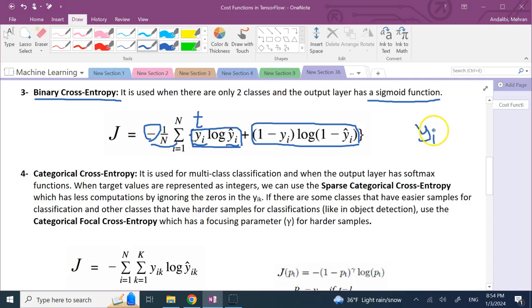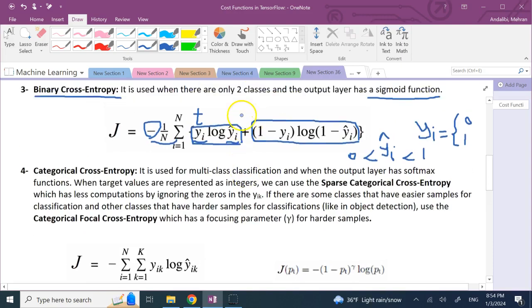So this y i, as I said, let me write it for you. It is either 0 or 1, but this y hat i, since it's coming from a sigmoid function, is between 0 and 1.